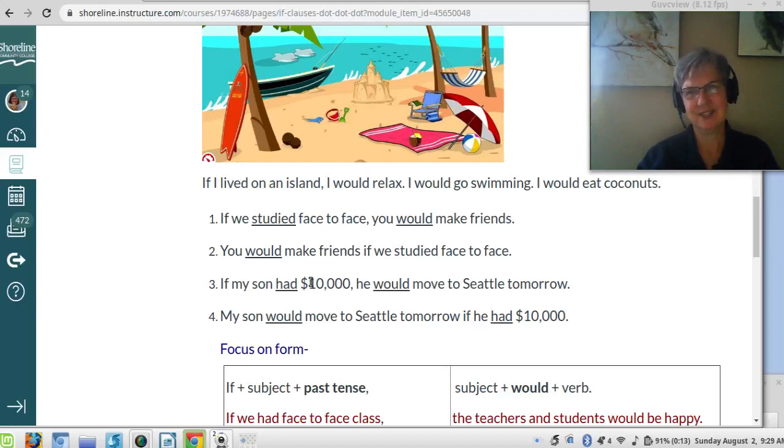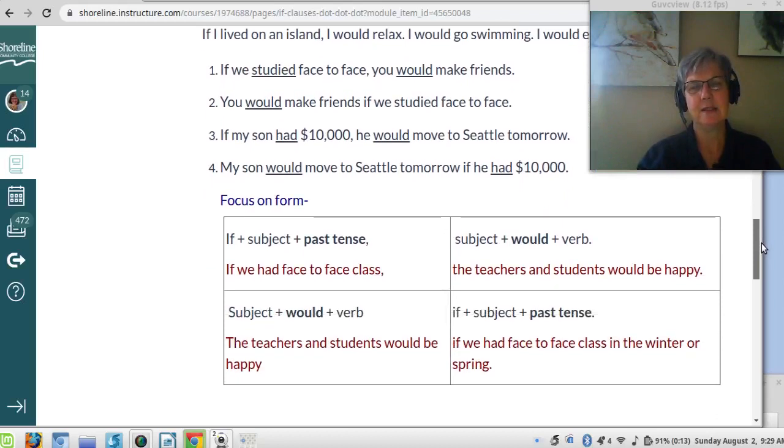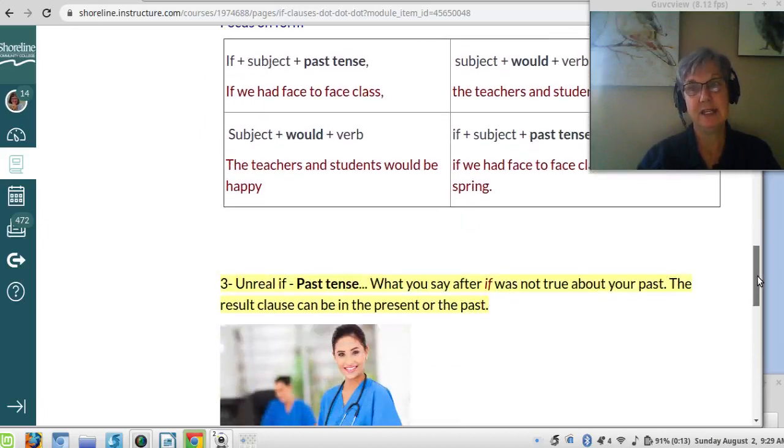But he doesn't have $10,000. So if, had, would, base form. My son would move to Seattle tomorrow if he had $10,000. Okay. So the if clause, if we had face-to-face class, and the result clause, the teachers and students would be happy.